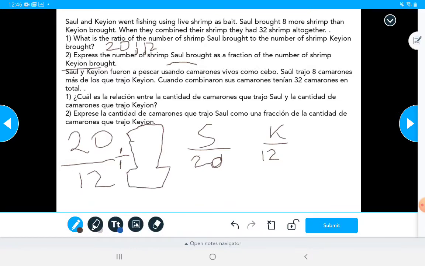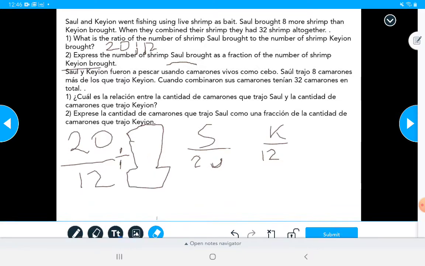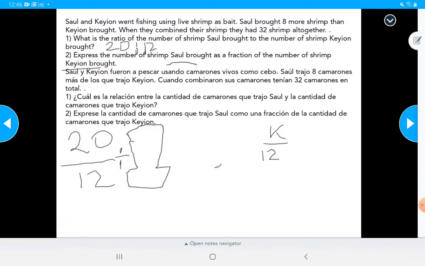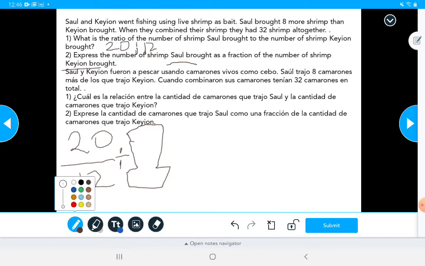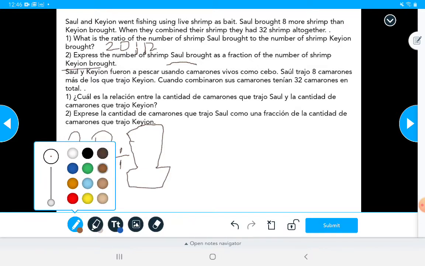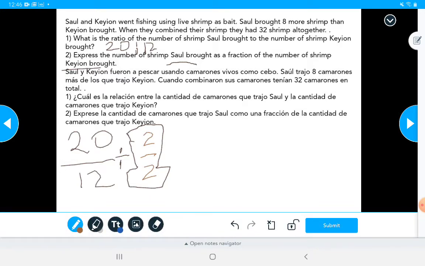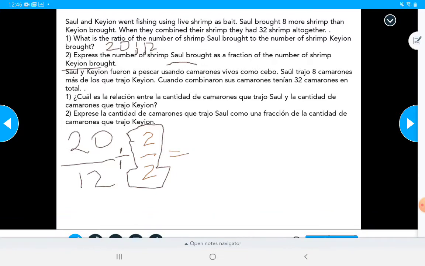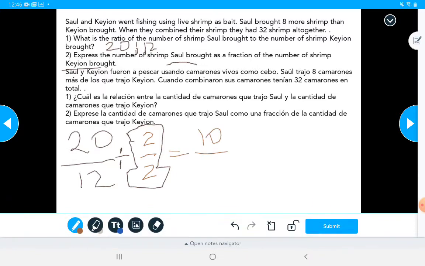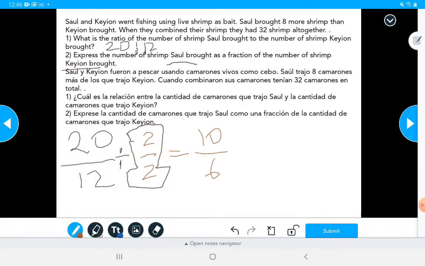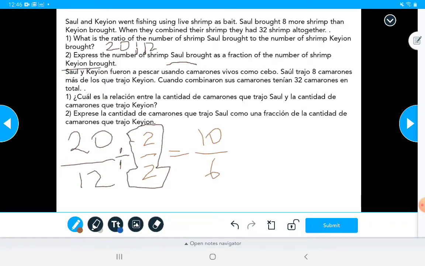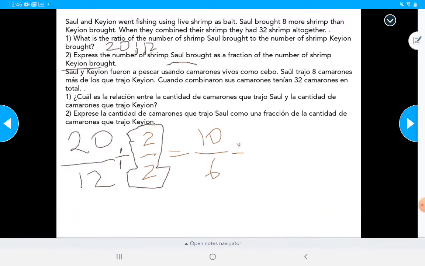I'm going to simplify this fraction by doing it in a double. Now I know since they're both even, I can just divide by 2. And I know 20 divided by 2 is going to equal 10, and 12 divided by 2 is going to equal 6. Oh man, they're still even. There was a shorter way I could have done this, but we'll go this way.